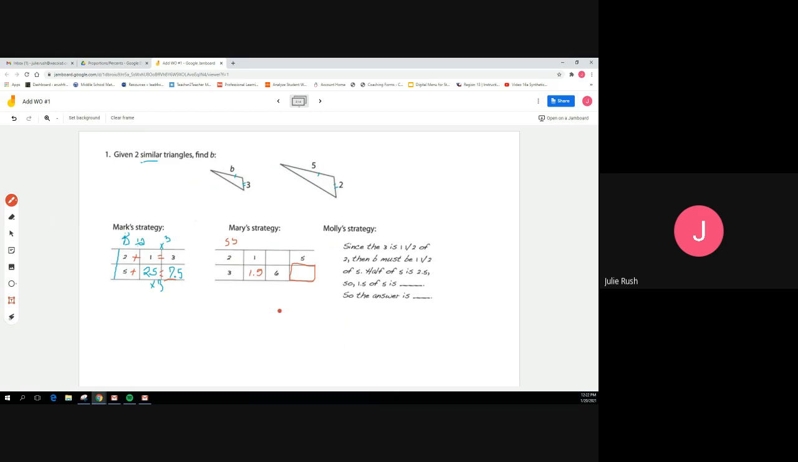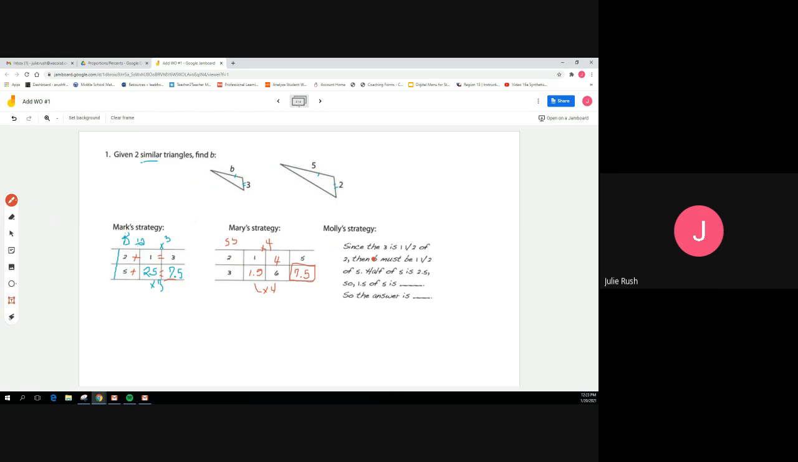Now, 1.5, to get it to 6, she had to multiply by 4. So we are going to multiply 1 times 4 to get to 4. And then she added across. 1 plus 4 gave her 5, and 1.5 plus 6 gives us 7.5. So we got 7.5. Both Mary and Mark got 7.5. And so let's see if Molly also.